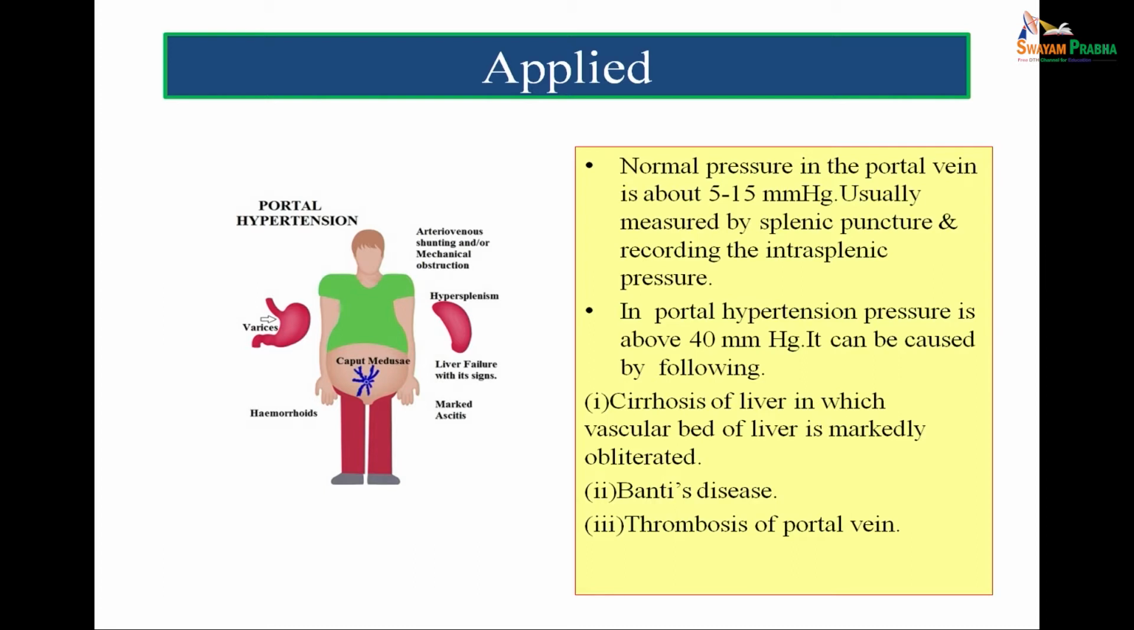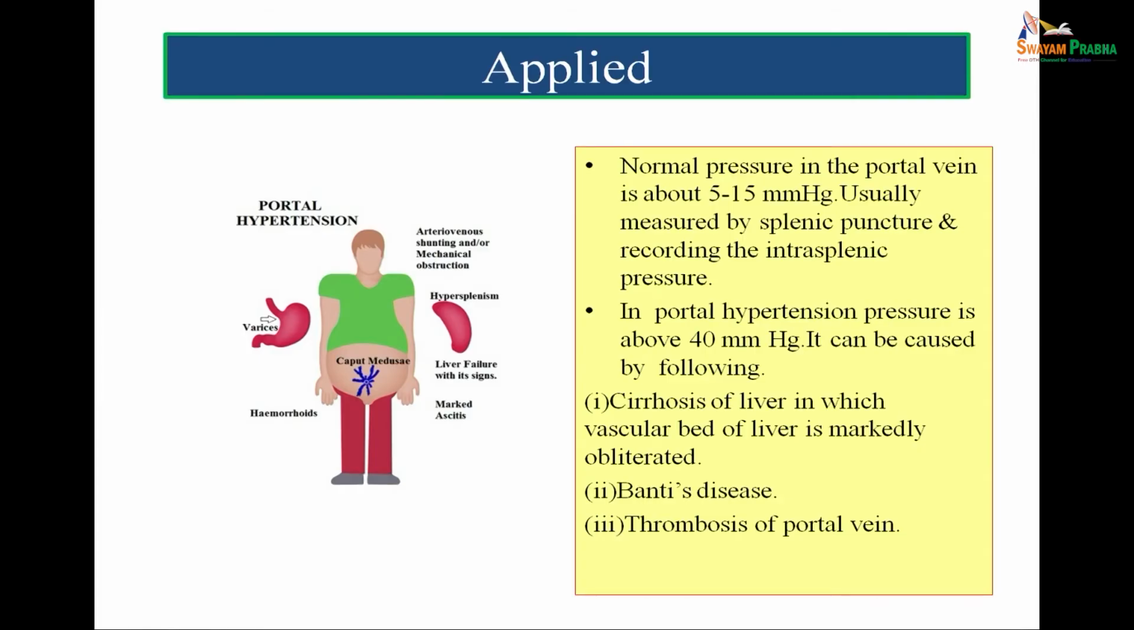Now, what is the critical pressure level which results in these clinical manifestations? Normal pressure in the portal system is about 5 to 15 mmHg. This is usually measured by splenic puncture, as I mentioned previously also. In portal hypertension, pressure rises above 40 mmHg. This can be caused by cirrhosis of the liver, in which the vascular bed is markedly obliterated, or Banti's disease. This is a fashionable name. It actually is a congestive splenomegaly in which premature destruction of RBCs can take place, or there may be thrombosis of the portal vein. So, all these are the reasons for the portosystemic channels to open up.